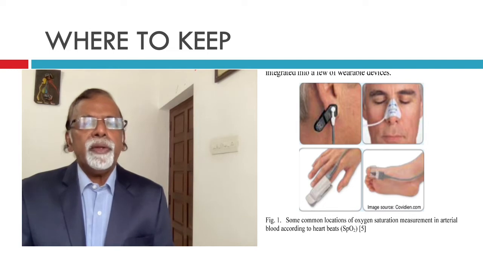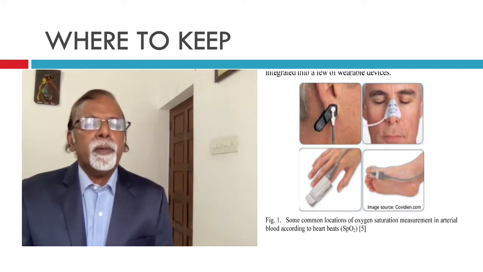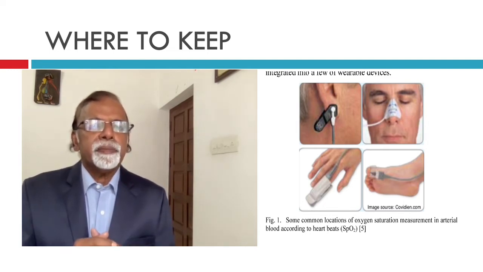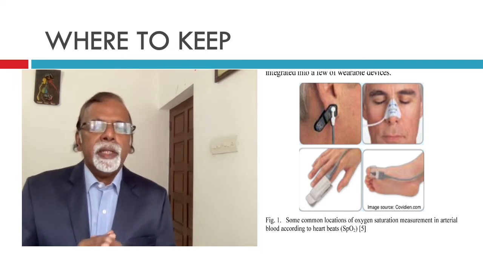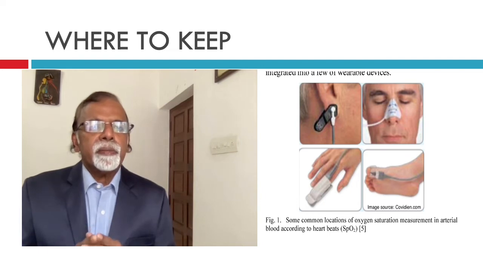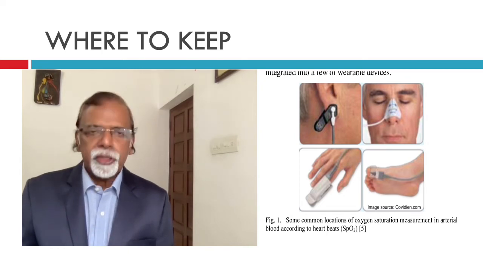So where will you keep the machine? Commonly it is kept over the finger. Thumb can also be used. It can be kept on the ears. And no probe is clearly superior. By trial and error, you can identify the best probe and the type for the particular individual.